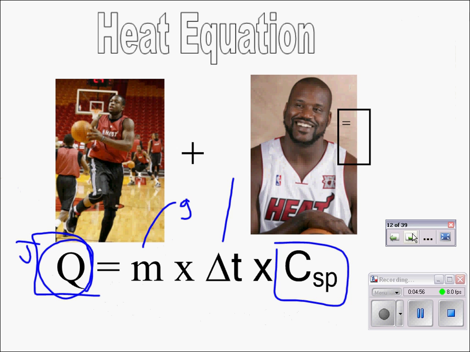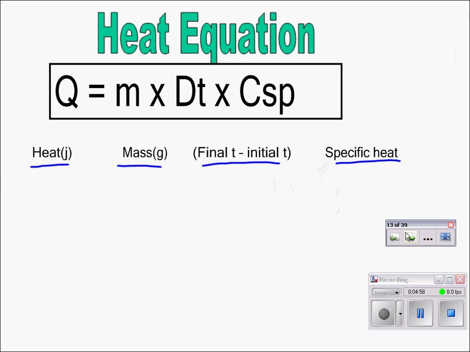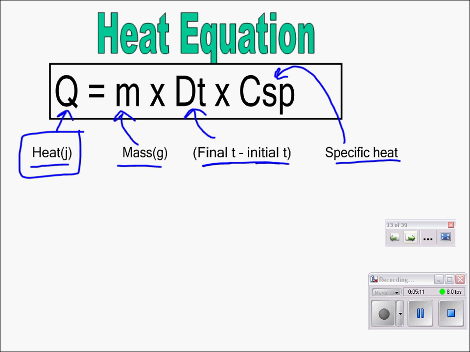The heat equation, when you go to calculate any amount of heat, it's always going to be in joules. That's what Q represents. M is the mass of an object. The difference between the final temperature and the initial temperature is your delta T. And finally, specific heat is a value that you plug in to calculate the amount of heat, and it's given to you in your AP booklet.